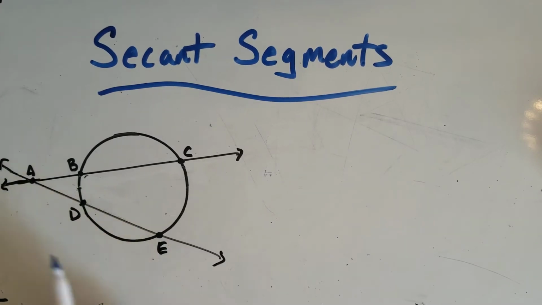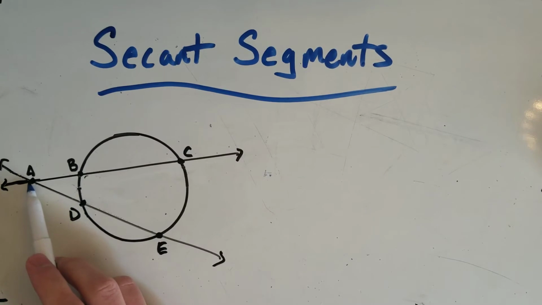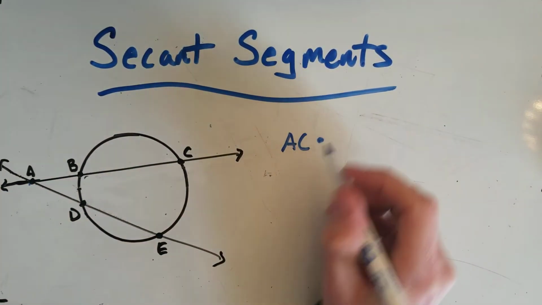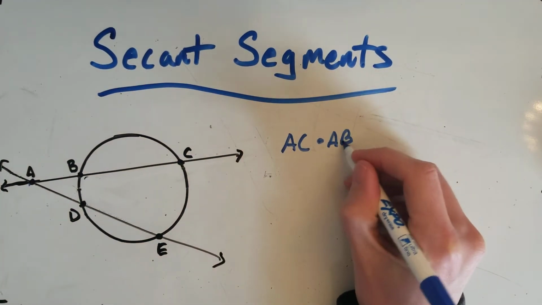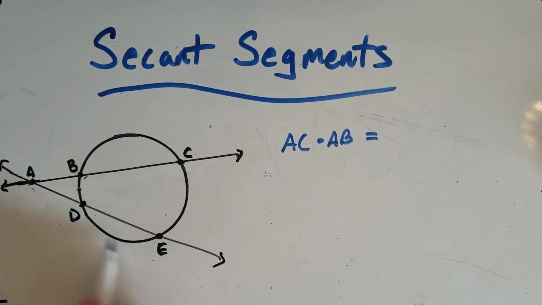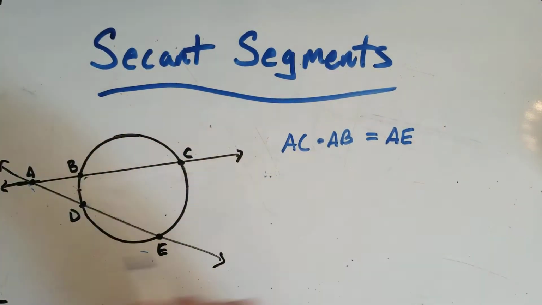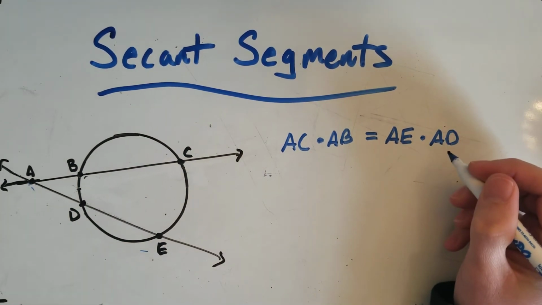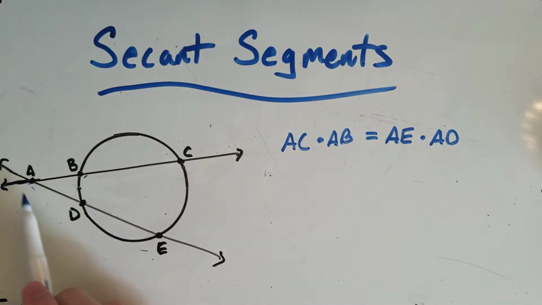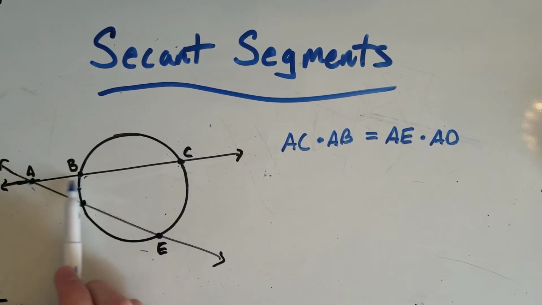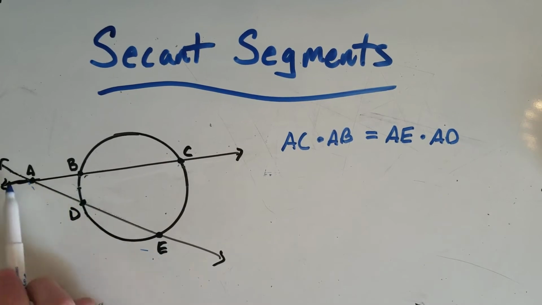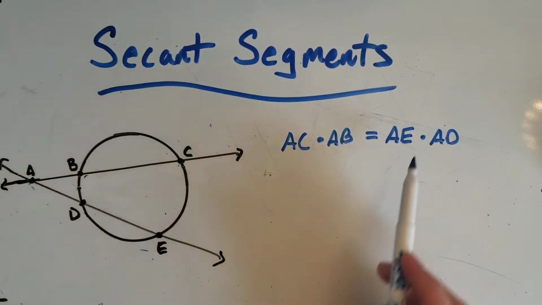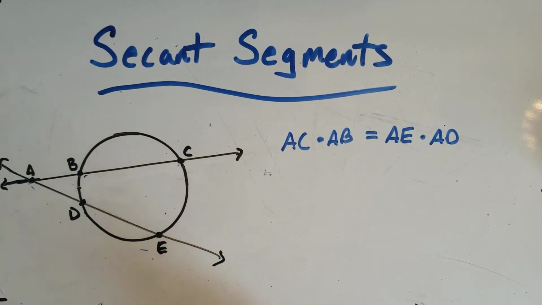So what this is saying, you have two secants right here. If they intersect outside the circle, which they do at point A, then the product of the secant segment AC and its external segment AB is equal to the product of AE, the secant segment down here, and the external segment on that secant, which would be AD. So this is the relationship that exists here. The product of those is going to be equal.